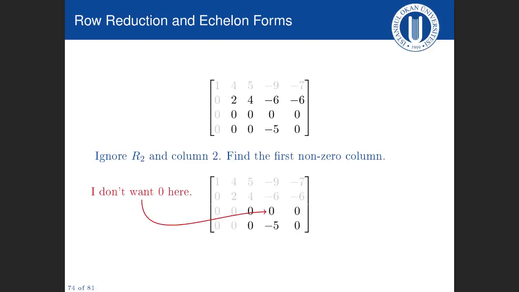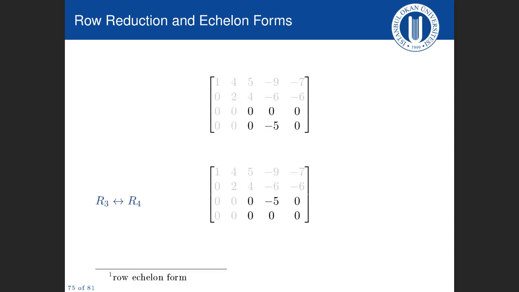We want a number which is not 0 at the top of this column. I don't want a 0 just here. So I'm going to need to swap 2 rows. I'm going to swap row 3 with row 4. And then I have a matrix which is in REF.